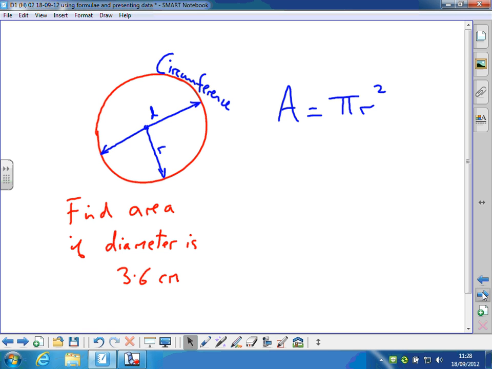A little bit of information about the circle. The distance all the way around the outside is called the circumference. The distance right across is called diameter, d for diameter. The distance from the middle to the outside is called the radius. Find the area if the diameter is 3.6 centimeters. Again, to an appropriate accuracy, please. So I'll just pause for a sec while you do that.